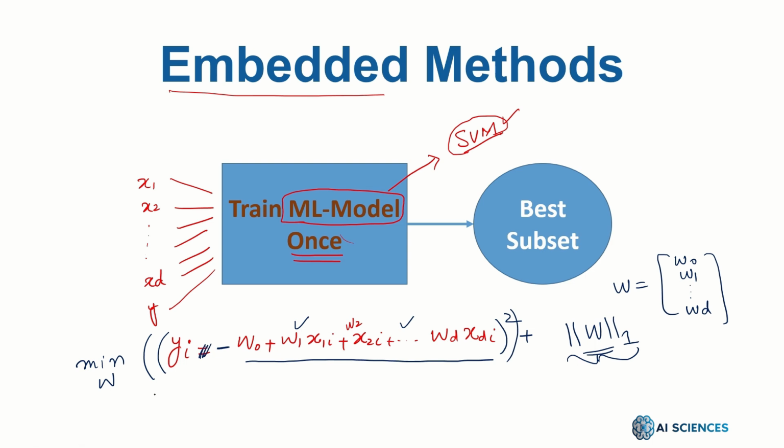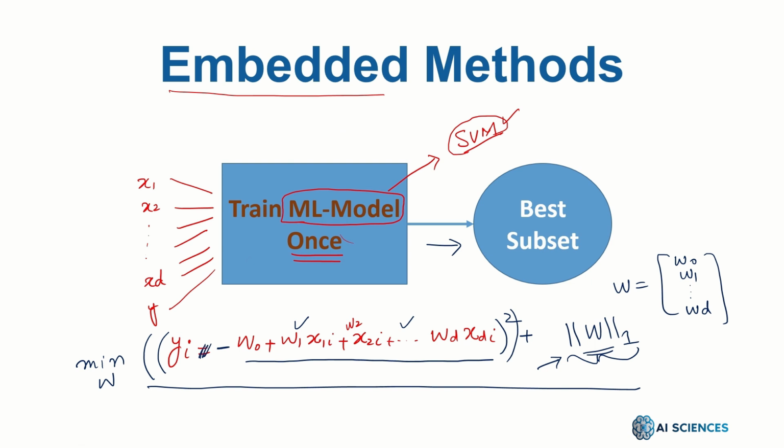So that is just one-time training along with this L1 regularization. After that training, you'll have certain weights, and different weights will signify the importance of different features. So with one-time training, the magnitudes of the weights are basically the importance of the features, and you can select the best subset based on the weight values. Yeah, so that is the embedded method, and it's a really powerful method.